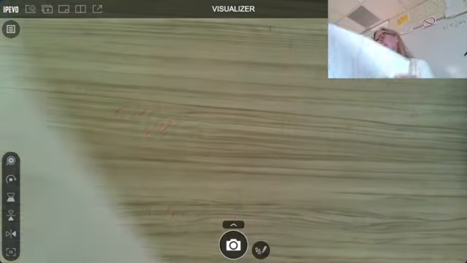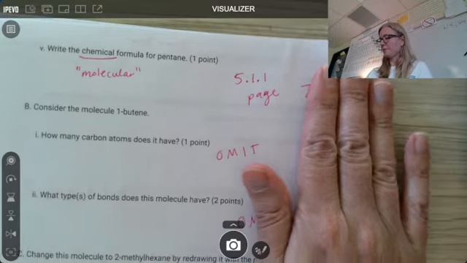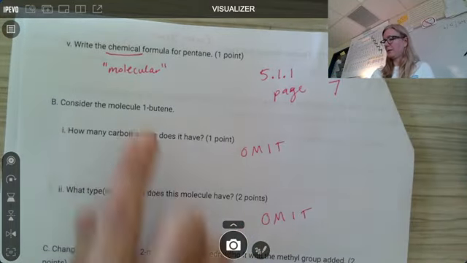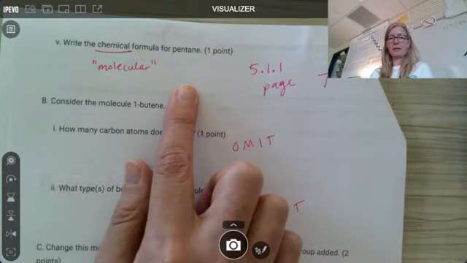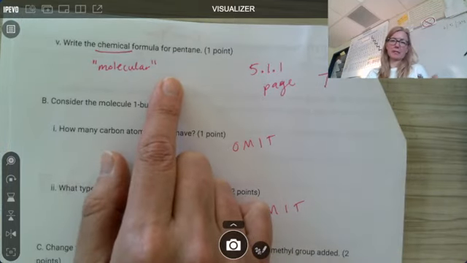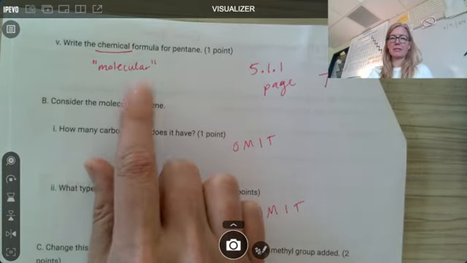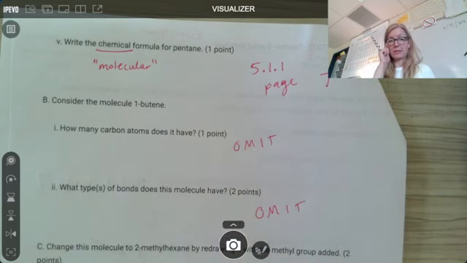And then number 5 is on 5.1.1, page 7. The chemical formula is the same as the molecular formula for a covalent substance like this. So look at what it says for the molecular formula.